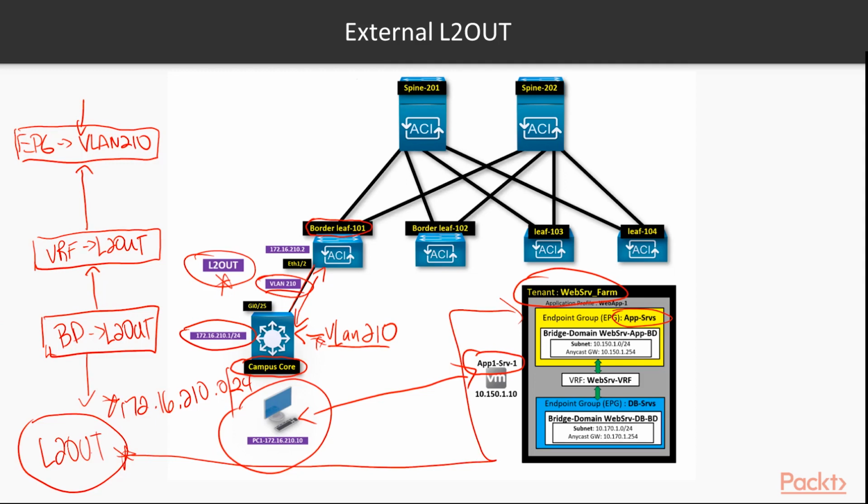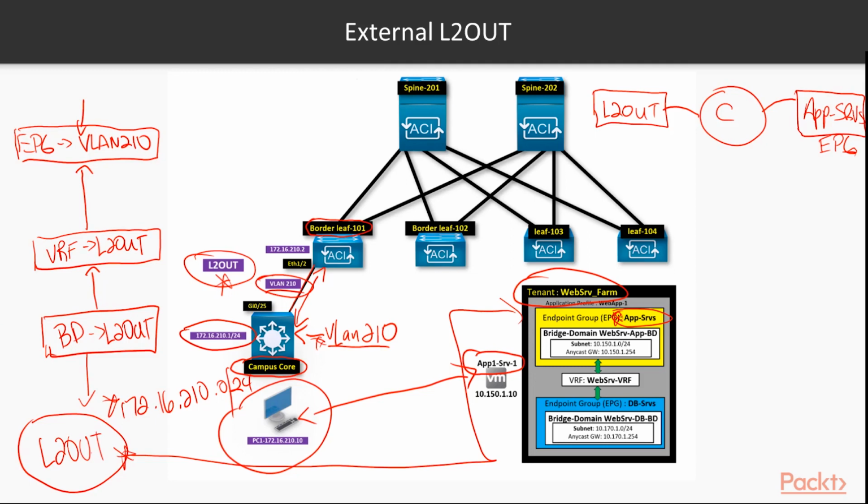Let me go ahead and explain that a little better. You can create the L2OUT. You create a contract and associate the contract to the L2OUT, either provide or consume, and then the other side is attached to my app SRVS EPG. Once we have that, we allow the same communication between different EPGs.